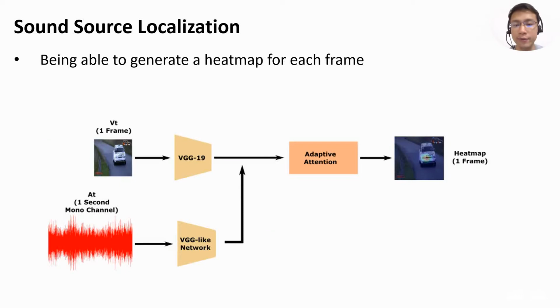As we can see from the generated heat map, the model successfully identified the engine part of the car as the sounding source rather than the entire car. This advantage helps to increase the accuracy of the spatial distribution of the generated tactile stimuli.